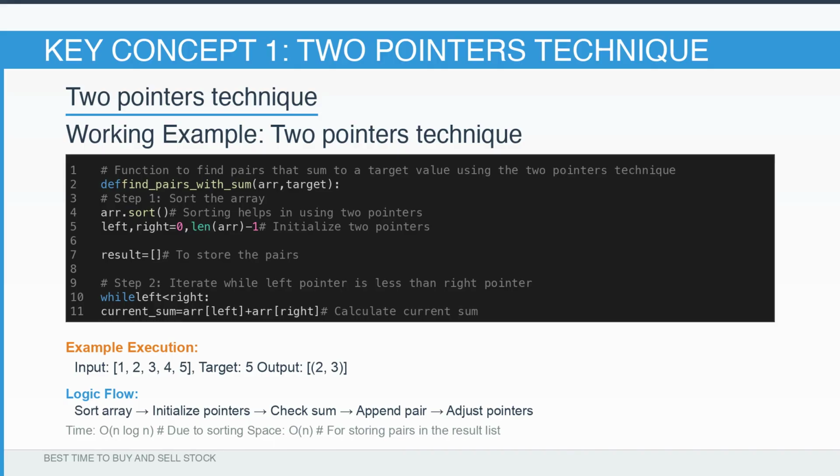If the sum equals our target, we've found a valid pair, so we store it and then move both pointers inward to continue searching. If the current sum is less than our target, we need a larger number, so we move the left pointer to the right. Conversely, if the sum is greater than the target, we move the right pointer to the left to decrease the sum. This way, we efficiently explore possible pairs without needing to check every combination, making our solution faster. Finally, we return all the pairs we found.